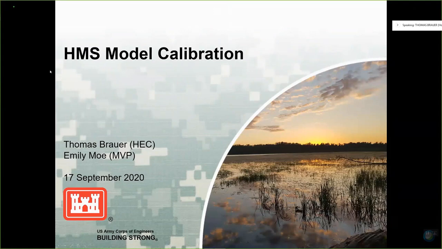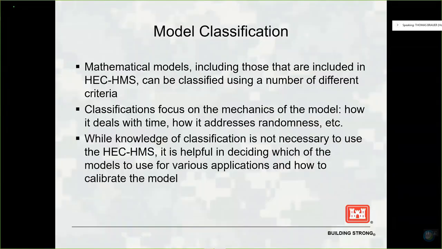Okay, video off. We're going to talk a little bit about model calibration. Like Ann said, the first couple slides are going to be from our HMS Basic training class, so you might have seen some of this before. A lot of this conversation is going to be in the context of real-time forecasting, so I'm going to try and tailor the content for that.